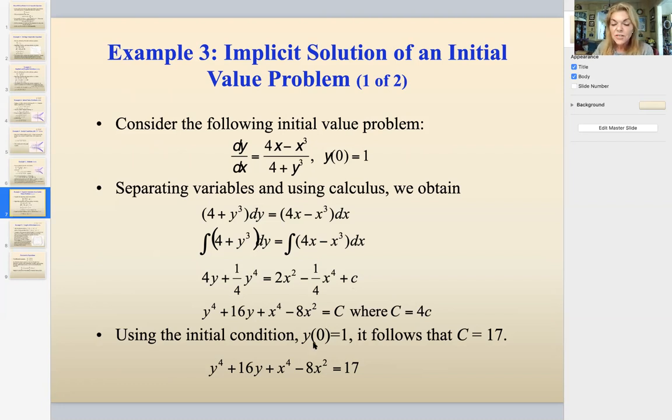Now the initial condition they gave us is y at 0 is equal to 1. So you plug in x equals 0 and y equals 1 in the equation above. And when you do that, well, this is a typo down here. Yeah, that's a typo. So let's switch to the dock camera for a minute.